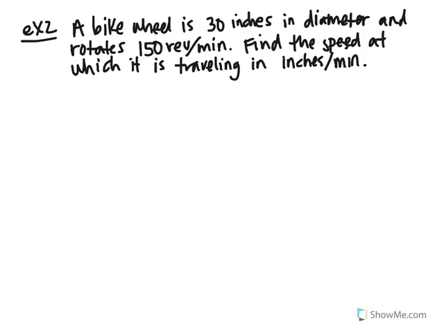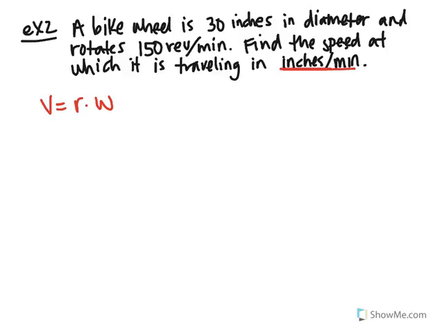So in this last example, we have a bike wheel that is 30 inches in diameter and rotates 150 revolutions per minute. And our goal is to find the speed at which it's traveling in inches per minute. So when they give units inches per minute, that's going to be a linear speed. So we're going to go ahead and start with the formula for linear speed. What's its velocity traveling on the ground? So v equals, or linear speed equals, the radius of the circular object, so in this case the bike wheel, times its angular velocity, or its angular speed.